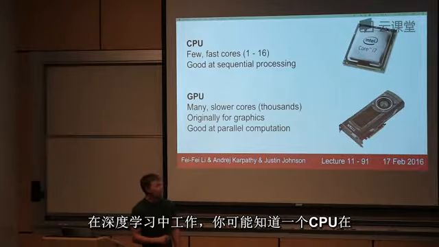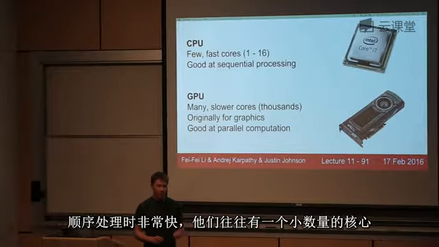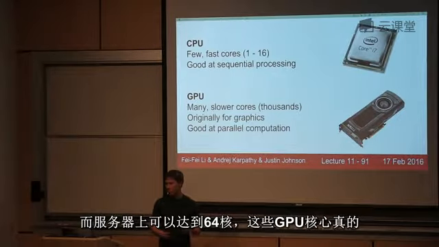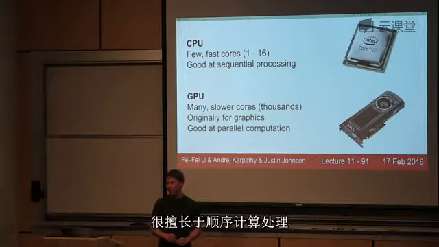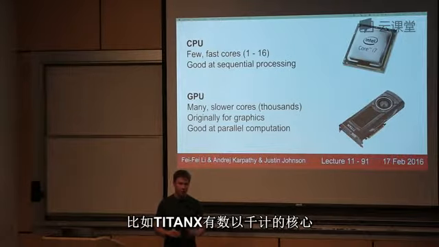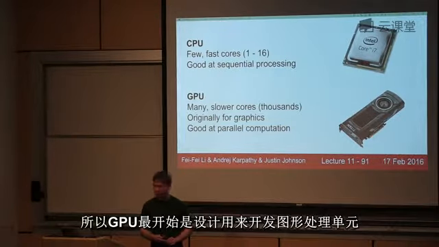So just to give you an idea, a CPU, as you probably know, is really good at fast sequential processing, and they tend to have a small number of cores. Ones in your laptop probably have between 1 and 4 cores, and big things on a server might have up to 16 cores-ish. And these things are really good at computing things really, really fast and in sequence. GPUs, on the other hand, tend to have many, many cores. For a big guy like a Titan X, it can have up to thousands of cores. But each core can do less. They tend to run at a lower clock speed and be able to do less per instruction cycle.